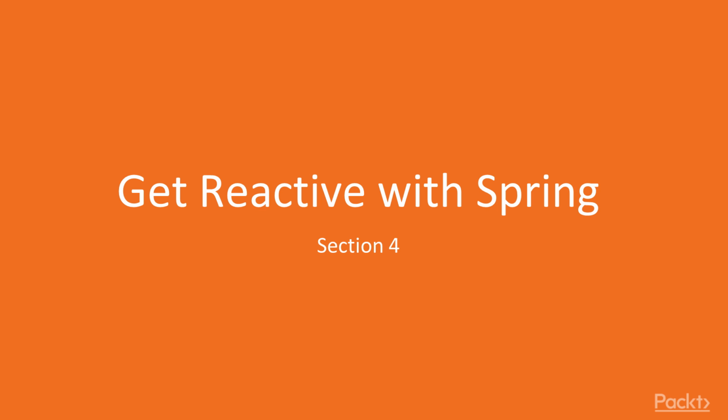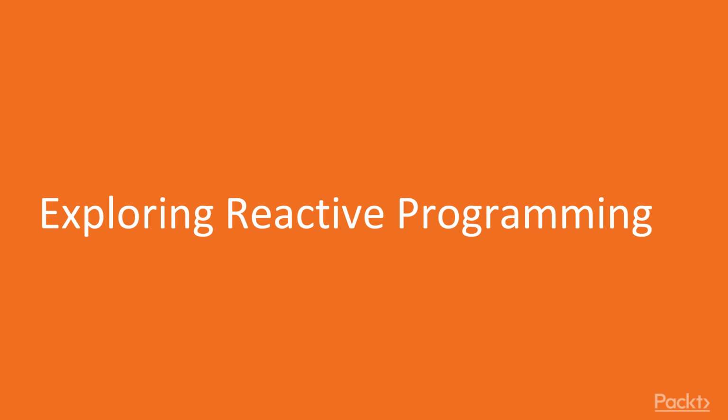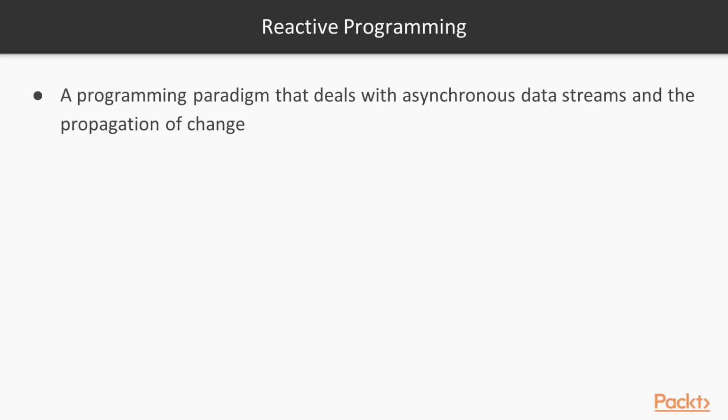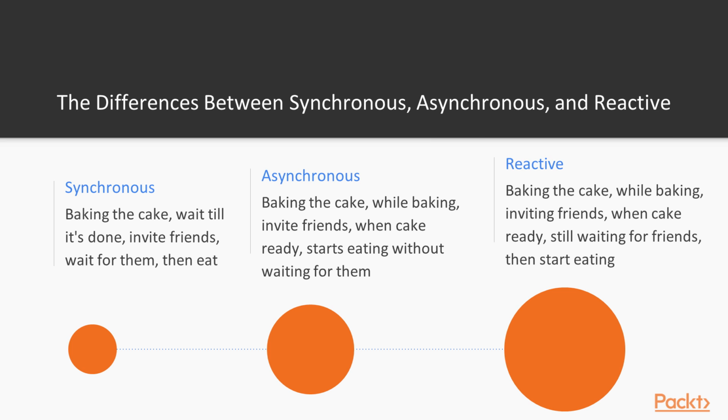Welcome to the fourth section, Get Reactive with Spring. The first video is Exploring Reactive Programming. What is reactive programming? Reactive programming is a paradigm that deals with asynchronous data streams and the propagation of change. But what does that mean? Let's take an example for synchronous, asynchronous, and reactive programming to make it more clear to us.